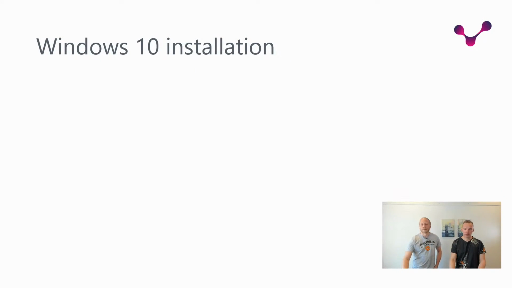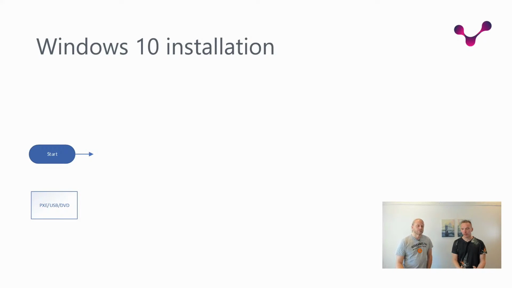Windows 10 installation. When we install a new machine, we start with PXE. We boot a USB drive or a DVD. If you have a CD or something, we can have the ISO there. Upkeeper SUS.